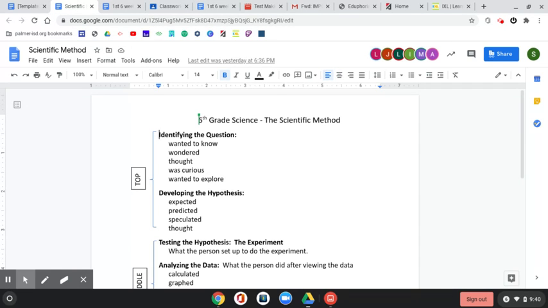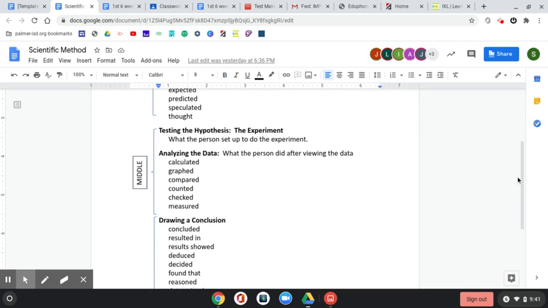Some of you may have seen this already. Some of you may not have. But when it talks about identifying the question on our review, these are key terms that you need to look for. So wanted to know, wondered, thought, was curious, wanted to explore. Also, the identifying the question is going to be at the top of the paragraph. Okay? Then you have developing the hypothesis. So you're going to look for key terms like expected, predicted, speculated, or thought. Also is going to be at the top of the paragraph.